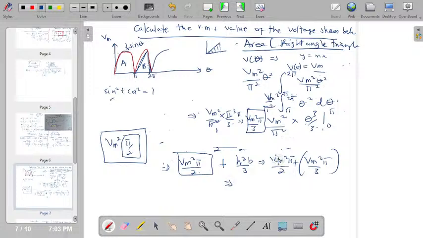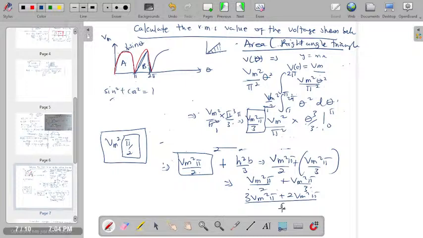So we simply sum up the area under our square cycle. So what do we get? I have vm squared pi over 2 plus vm squared pi over 3. So when I add this, I simply get 3 vm squared pi plus 2 vm squared pi, all over 2 times 3, which is 6. So this gives me 5 vm squared pi over 6 as the total area.